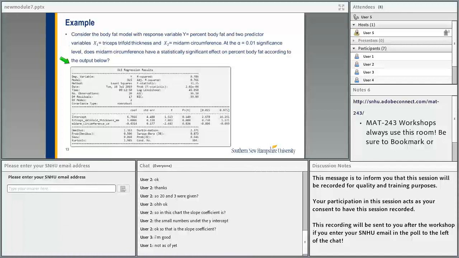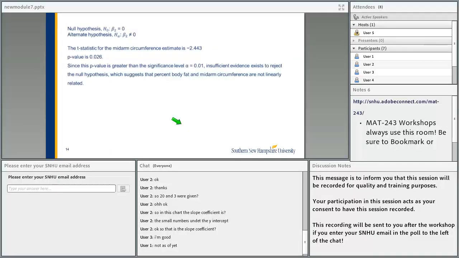So the t statistic is given in the output. What we are testing is the mid-arm circumference, which is the third value. And so the last row is what we want to look at. The t value is negative 2.443, and the corresponding p value is the one in the next column, 0.026. So it is this value that you want to compare with alpha.